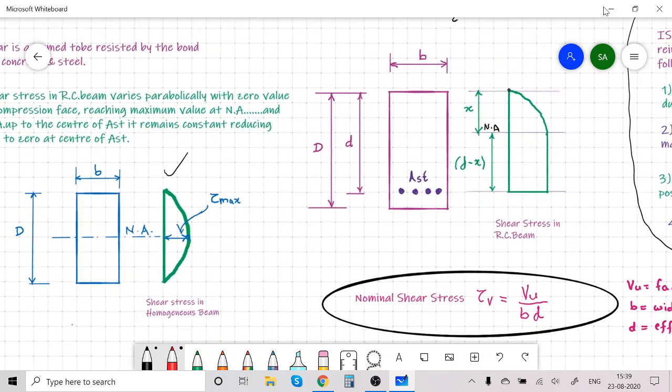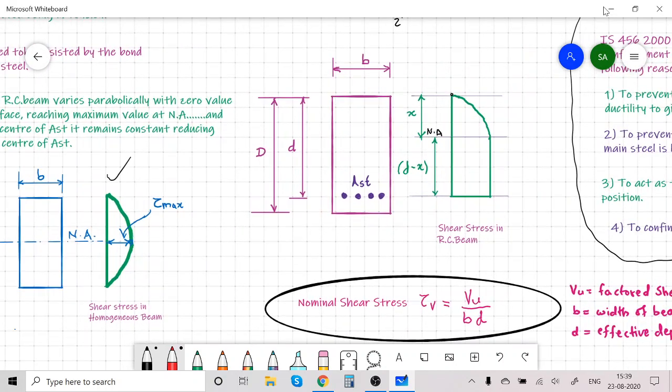Whereas the speciality of RCC beam is that it is a parabola. The shear stress distribution diagram is a parabola from top to neutral axis where concrete is in action, and below the neutral axis it is constant, and at the center of Ast it changes abruptly and becomes zero here. So this is the speciality of shear stress in RC beam.